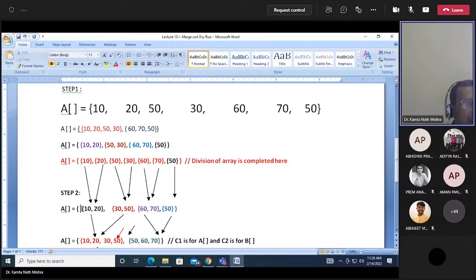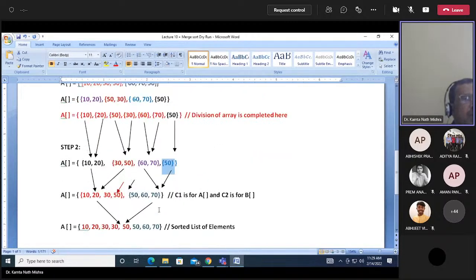So after merging, now how many arrays you have? Sir, 4. Very good. 10, 20 in array 1, 30, 50 in array 2, 60, 70 in array 3, and 50 in array 4. You have 4 arrays. Now what we are doing? Now you merge array 1 and 2, and then you merge 3 and 4.